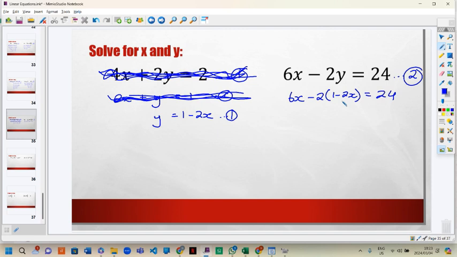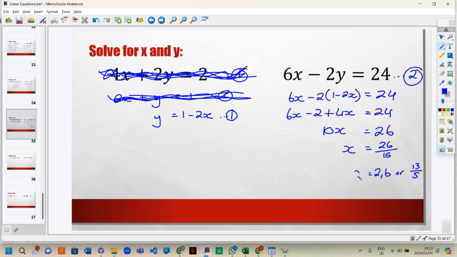Now I'm going to simplify a little bit here. So I've got 6x minus 2 plus 4x equals 24. Now I can solve for x easy. I've got 10x on this side, 6 plus 4 is 10. I'm going to take this 2 across. It's going to be 24 plus 2, which is 26. Now I just want x, so I'm going to divide by 10 on both sides. x is equal to 26 over 10, which is either 2 comma 6, or you can say it's 13 over 5.